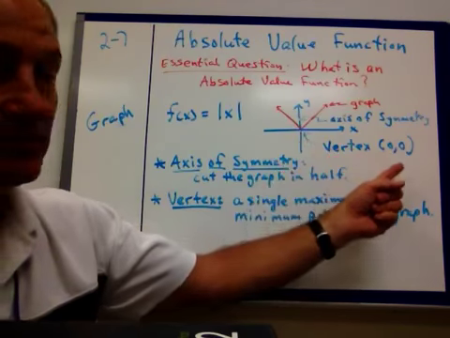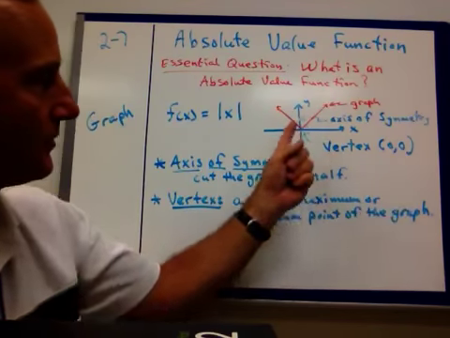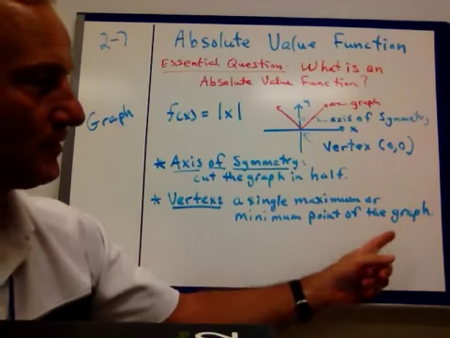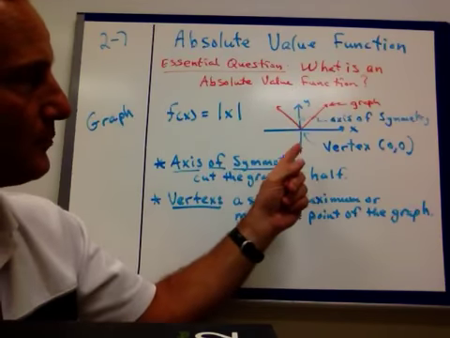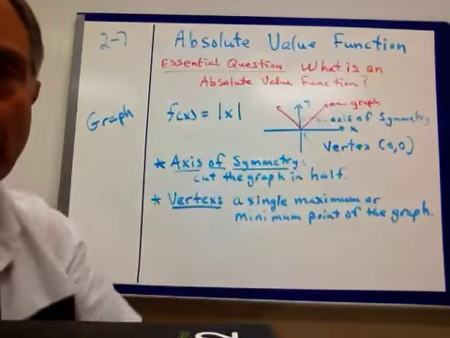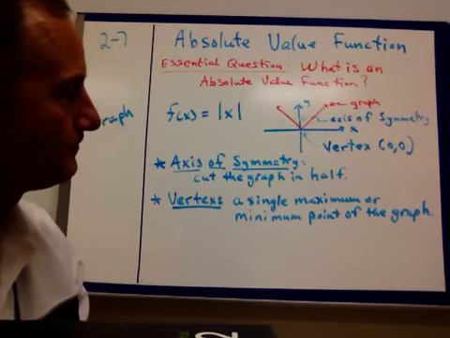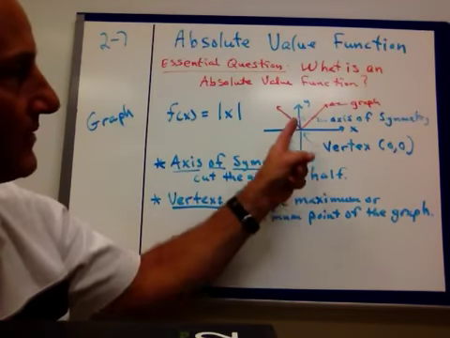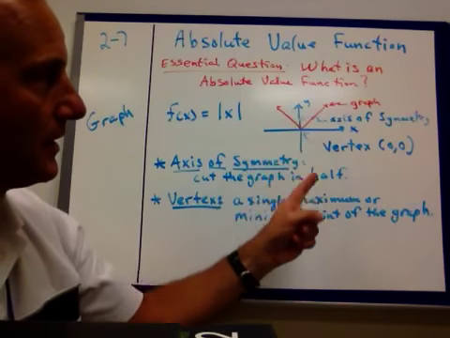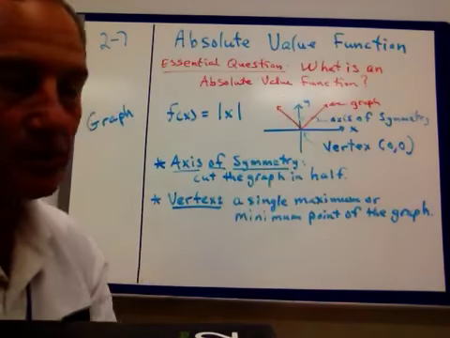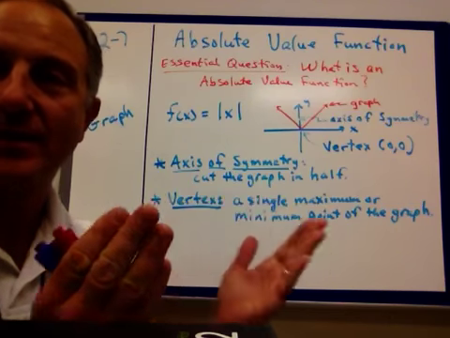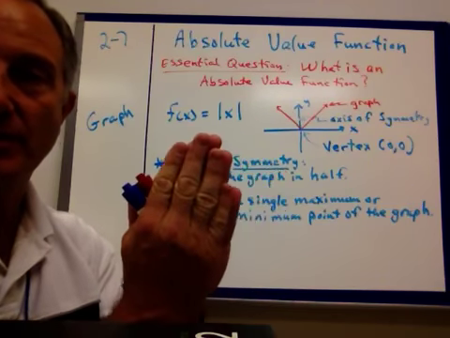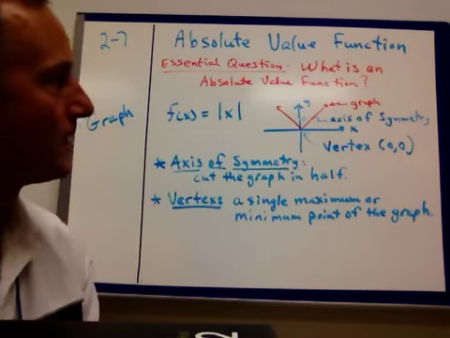Here we have the vertex at 0, 0. That's the maximum or minimum point that a graph's going to have. If it opens up, then it's a minimum point. If your graph opens down, then that's a maximum point. We have an axis of symmetry here, and it's just that. It's a vertical line that goes through the center, goes through the vertex, and it splits that graph exactly in half. So you could fold it up on itself and it would match perfectly.